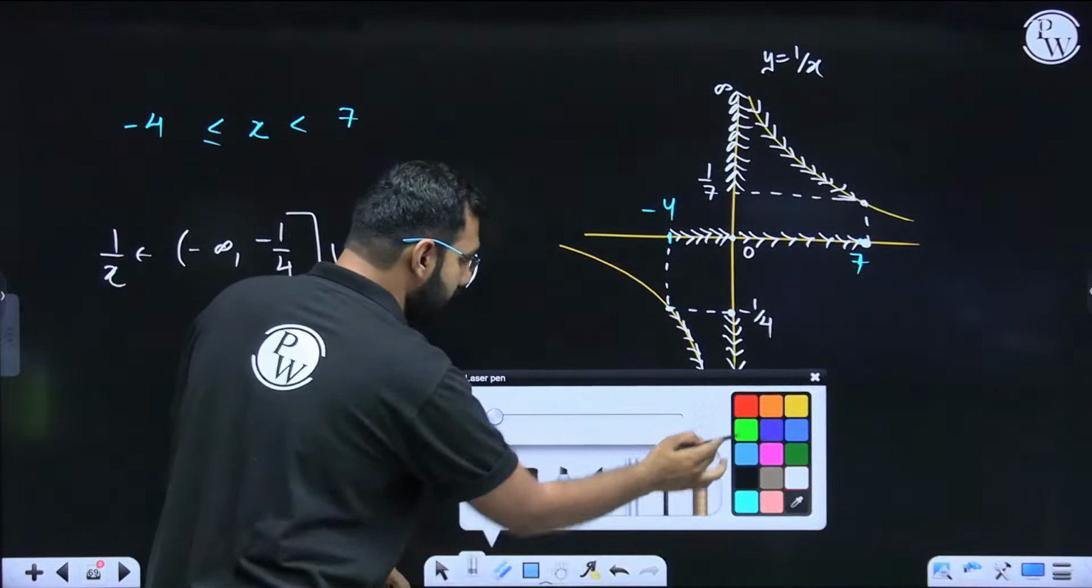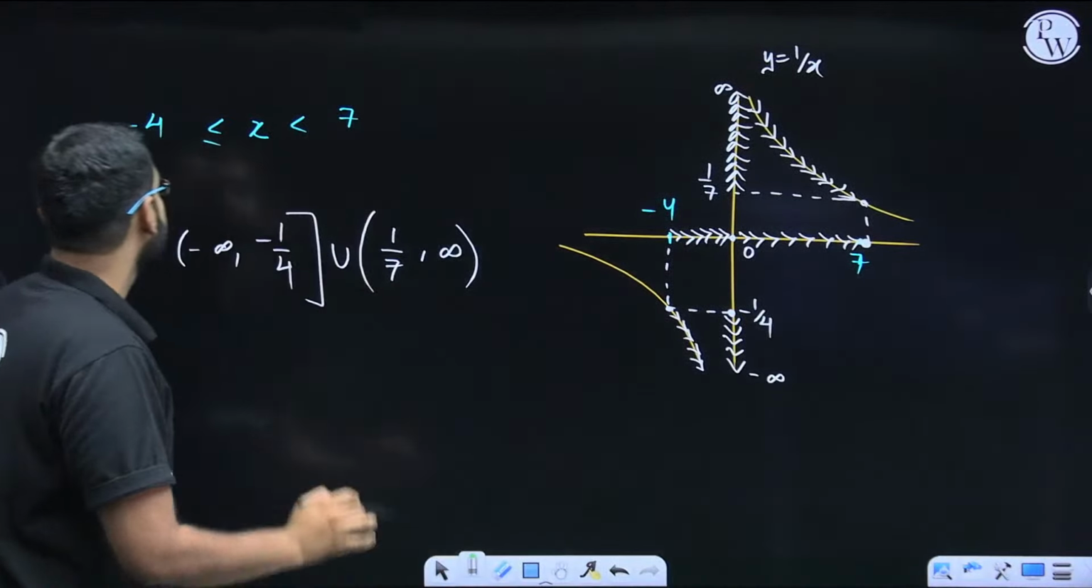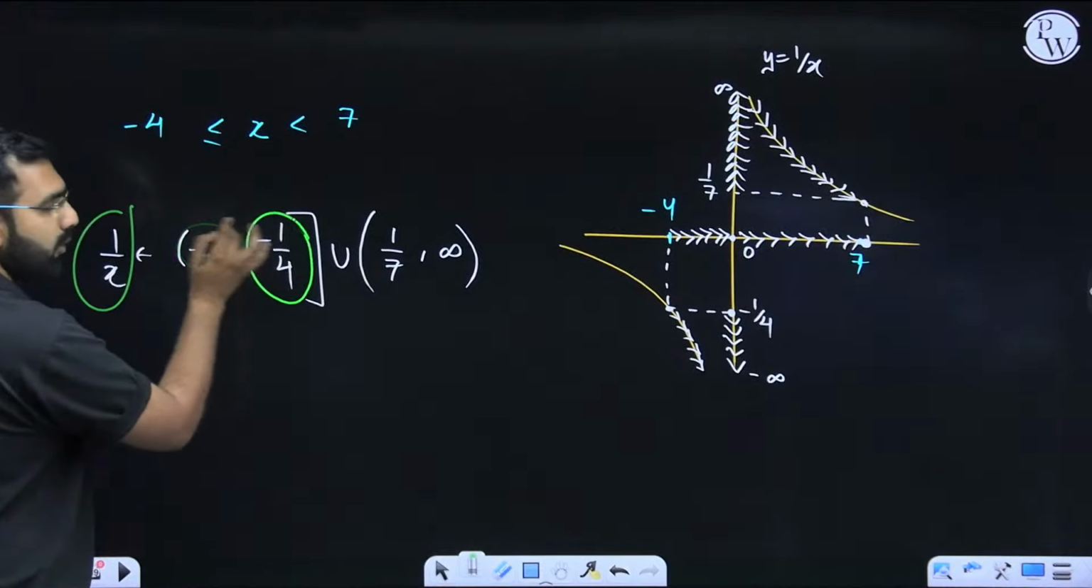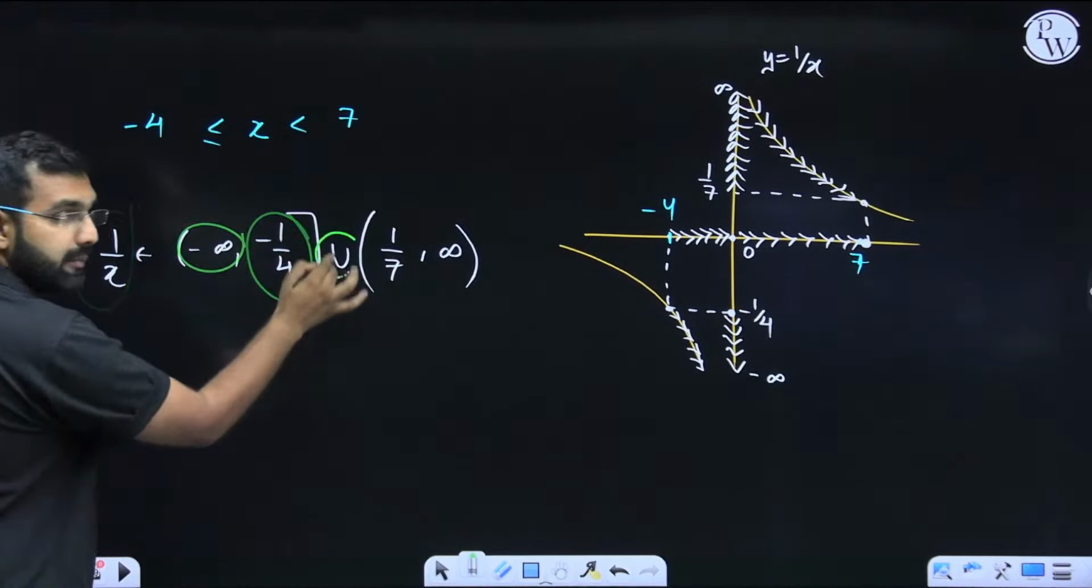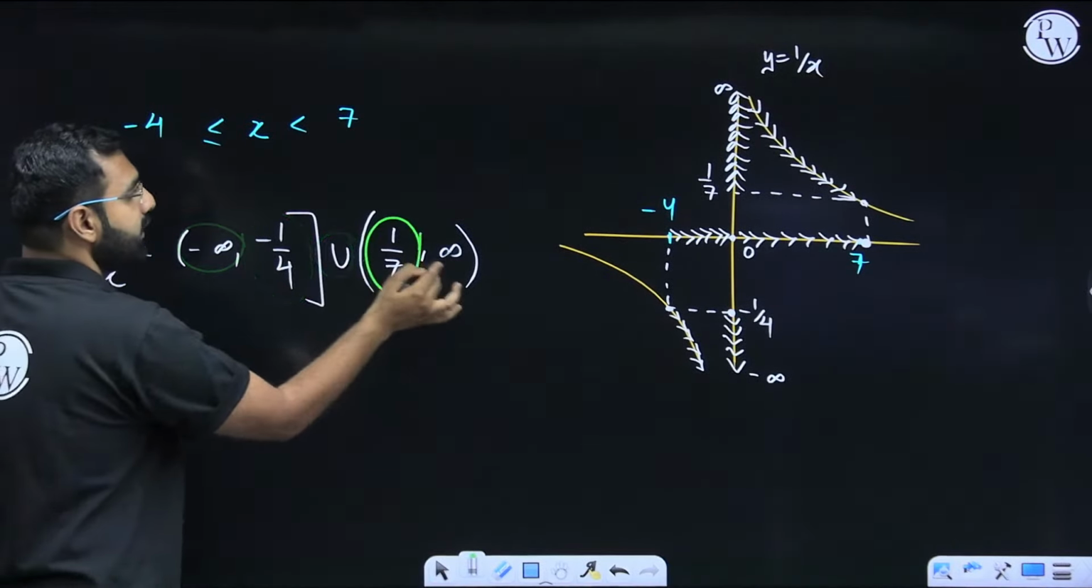Pay attention to this part, all these students: if x is from -a to b, then 1/x will be from -infinity to -1/a, or, which means union, 1/b to infinity. If x lies from a negative to a positive value, 1/x goes like this.